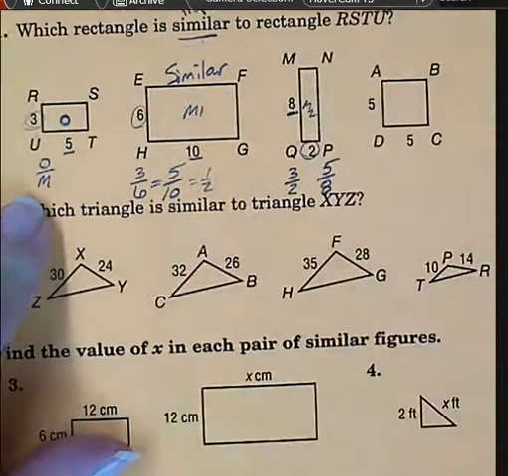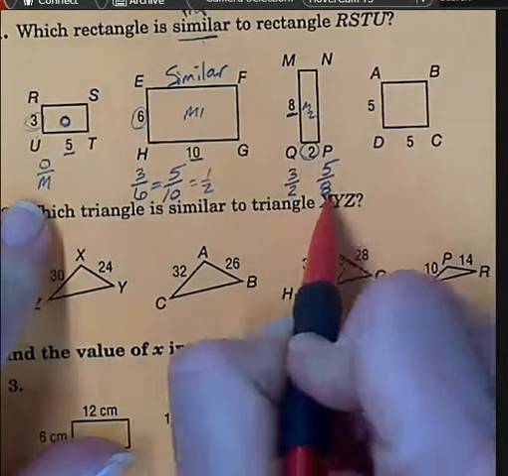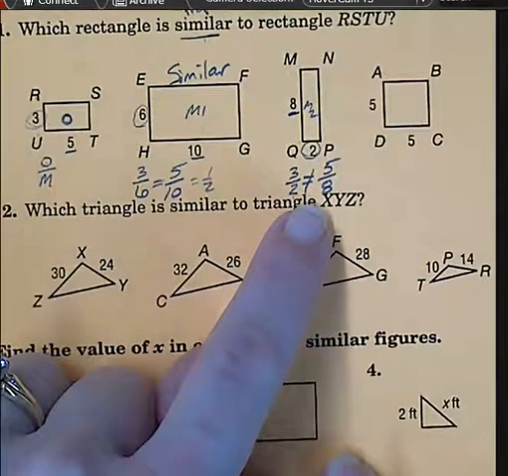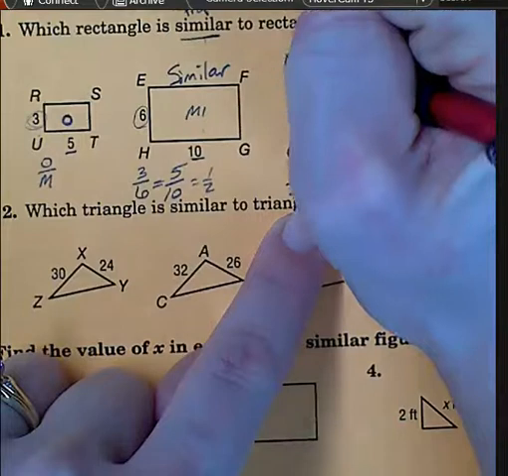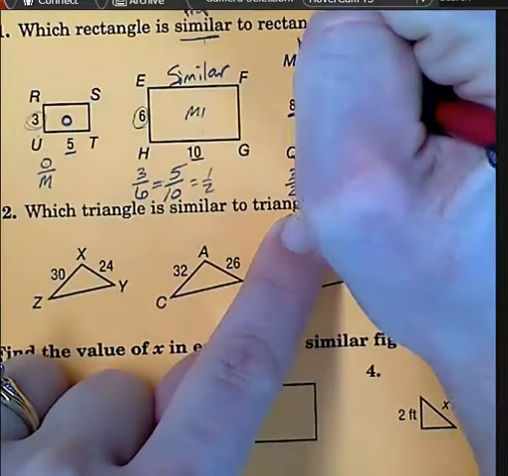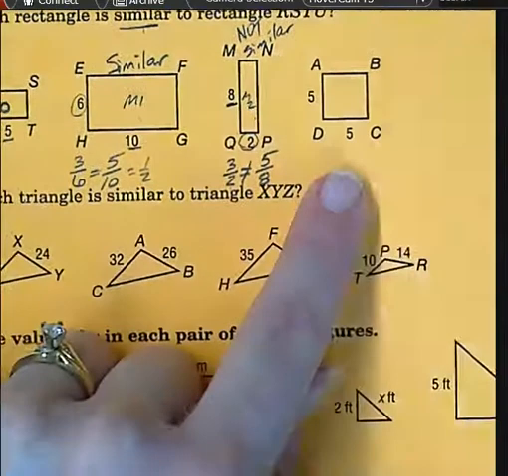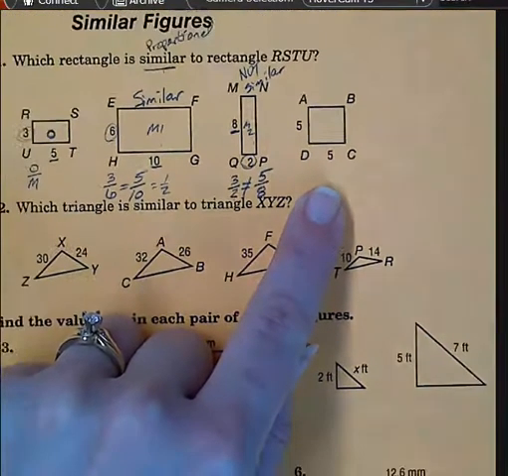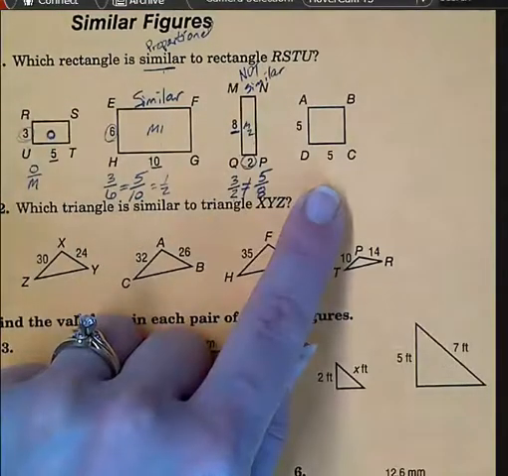Are those two ratios equivalent to each other? No way. This one's over 1. That one's less than 1. Not equivalent. Is this shape similar to this one? No, not similar. I would like to do this one together. Mrs. Smith, you put non-proportional? I put not similar because the question is which is similar, and so I'm answering the question.